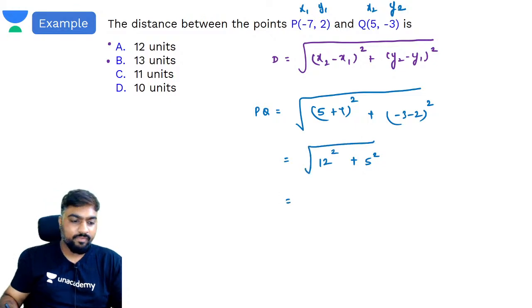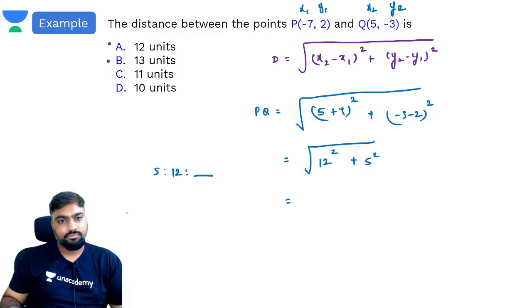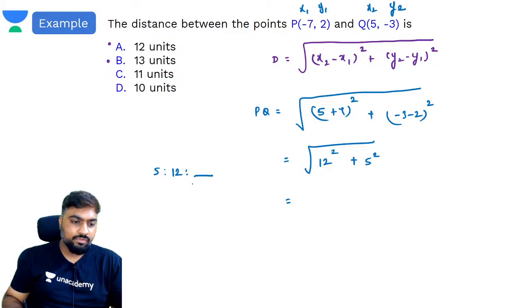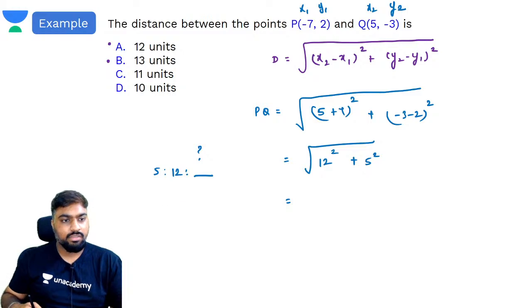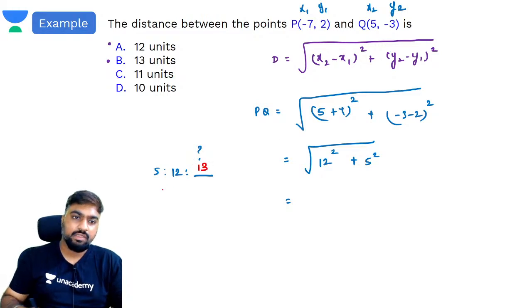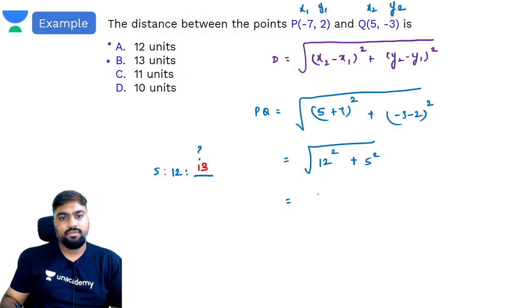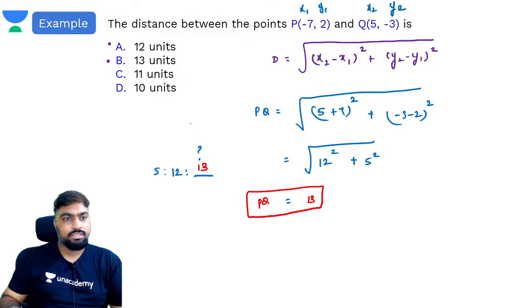What is this? What do you know about 5, 12 and? Anyone? 5, 12 and? Guys? 5, 12 and Pythagorean triplet 13. So 12 square plus 5 square is 144 plus 25, 169. Root of 169 is 13. So the length PQ is 13.